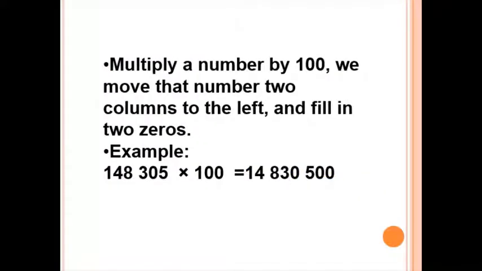The same we will do when we will multiply a number by 100. Now as 100 has 2 zeros, so we will move that number 2 columns to the left and fill in 2 zeros. The example is given to you. You can see that we have written the same number first, and then we have just put 2 zeros with it. So in this way you can find your answer directly if we want to multiply a number by 100.